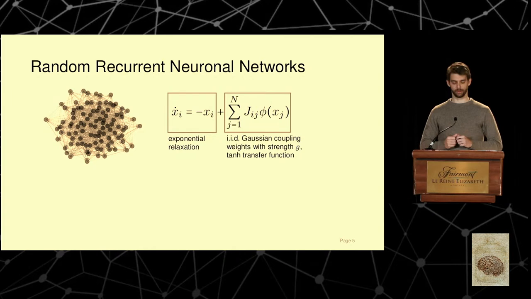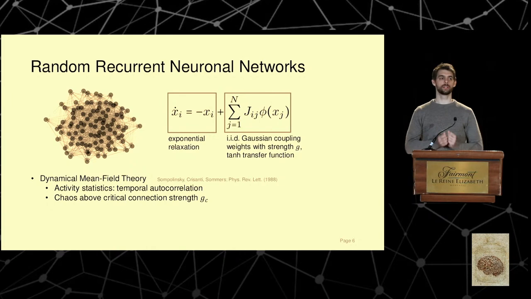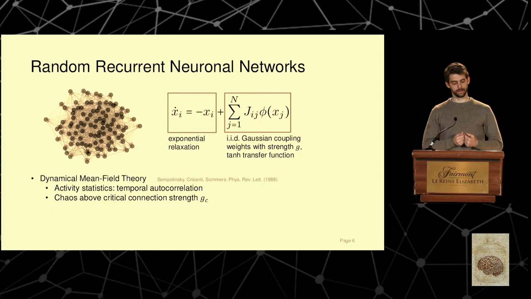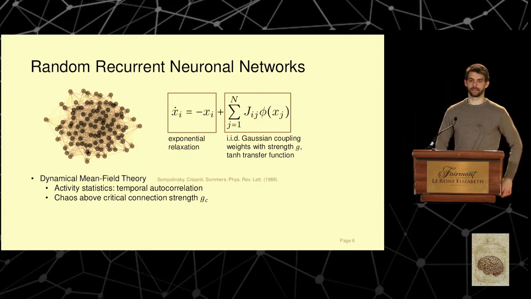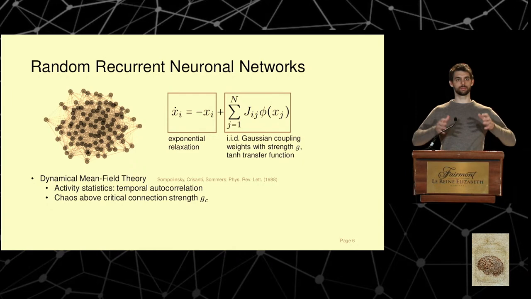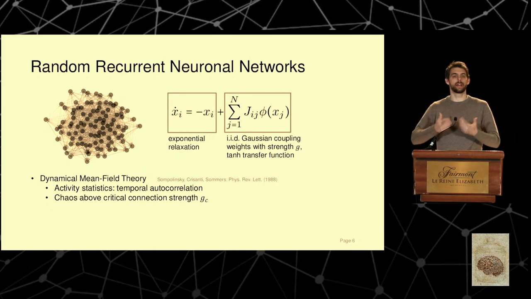Now, the key control parameter here is the strength of this connectivity matrix. The randomness in the connectivity really unlocks the door to a deep theoretical understanding of the dynamics here. And the key tool is dynamical field theory, developed in the seminal paper by Haim Sompolinsky, Andrea Crisanti, and Hans-Jürgen Sommers. And the observable one can compute is the temporal autocorrelation of the system. And one of the key insights here is that as you increase the strength of the connection, the network undergoes a sharp transition from a quiescent state to a chaotic state with ongoing fluctuation-driven, very high-dimensional activity.